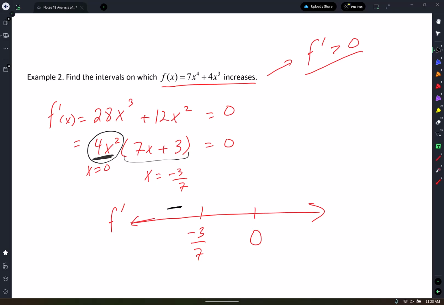A number between negative 3/7 and 0, like negative 1/7. I would say that's what I would do. 7 times negative 1/7, the 7s cancel out, negative 1. Negative 1 plus 3, positive. And then a number bigger than 0 is going to be positive again. So, where are you increasing?